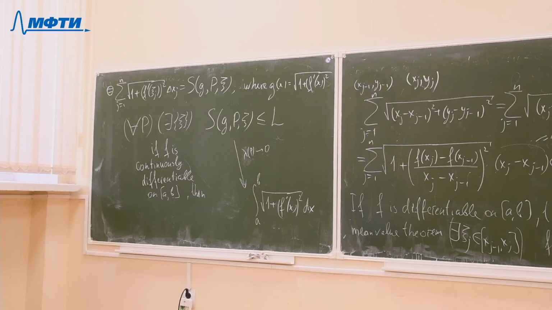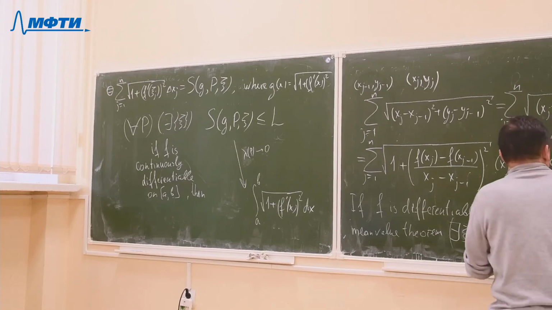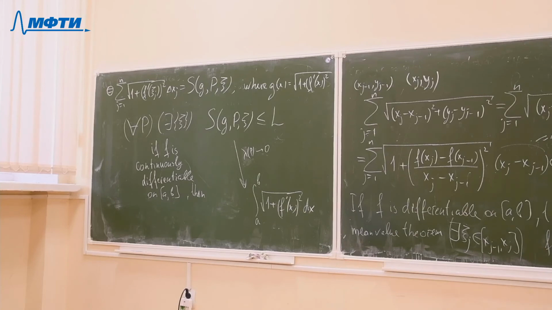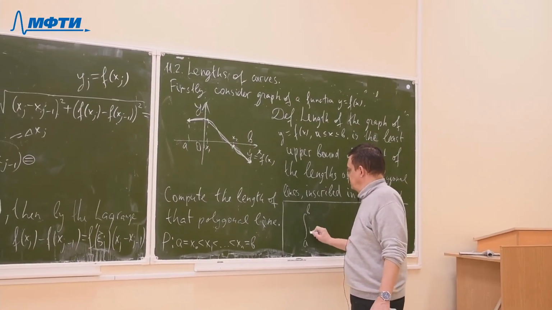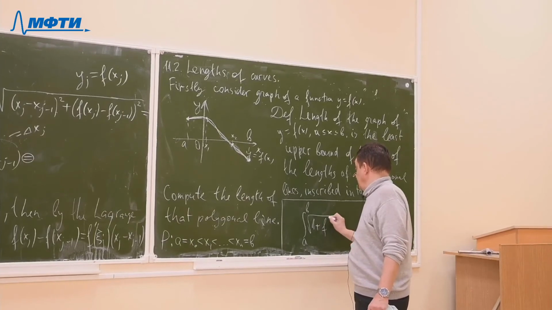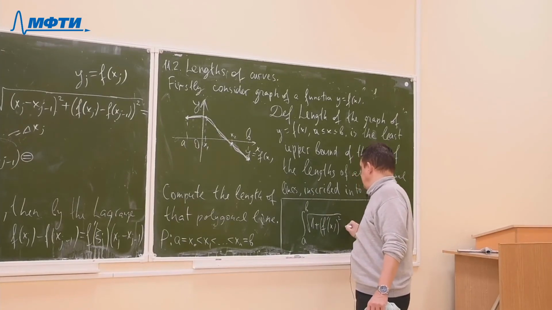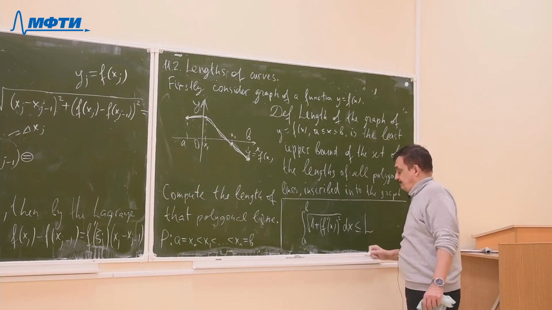Now, what do we conclude? We conclude the inequality: the integral from a to b of the square root of 1 plus f prime of x squared dx is less or equal than L.